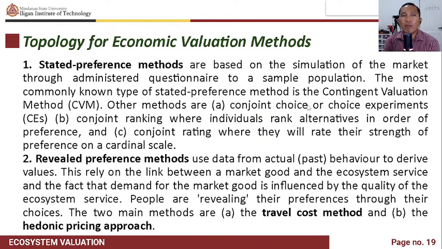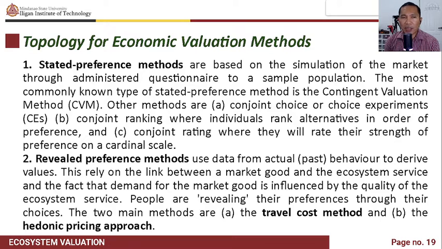Okay, let's have the typology of economic valuation. It can be divided into two: the stated preference as well as the revealed preference methods. The stated preference is based on the simulation of the market through an administered questionnaire of a sample. We can use the contingent valuation method, which I will be discussing later on. We also have the conjoint choice or choice experiments, and the conjoint rating, where you rate the strength of the preference on a cardinal scale.